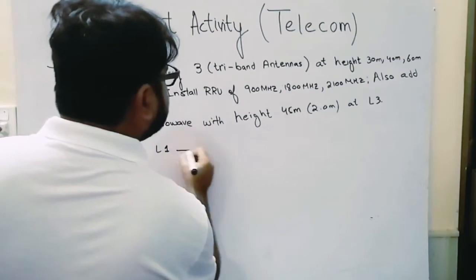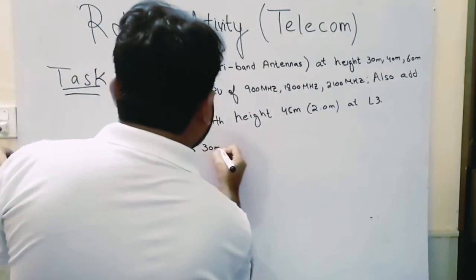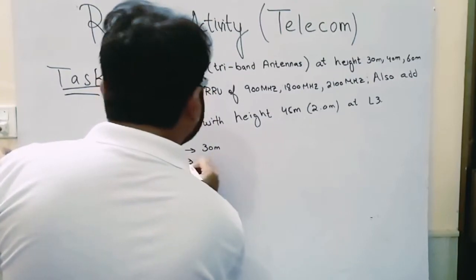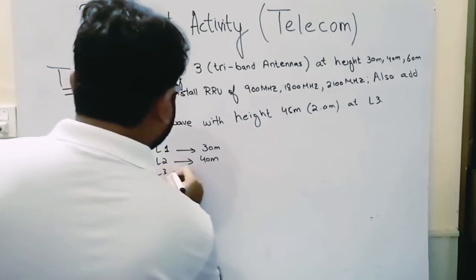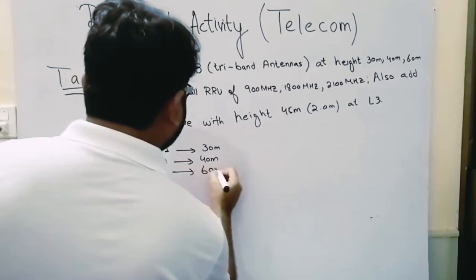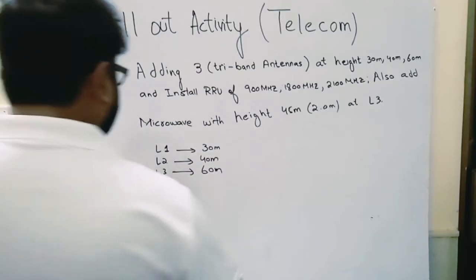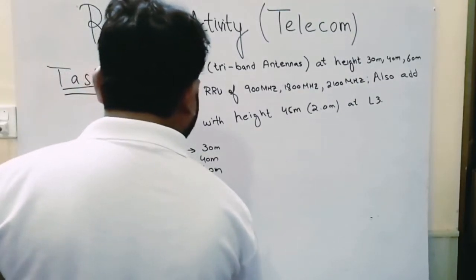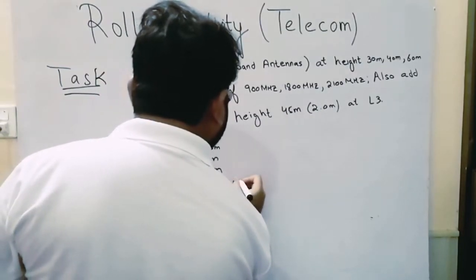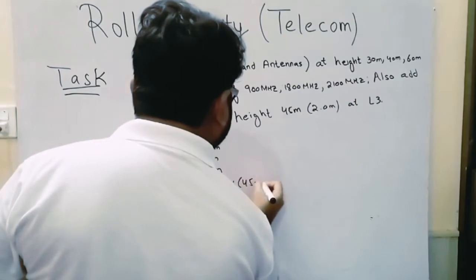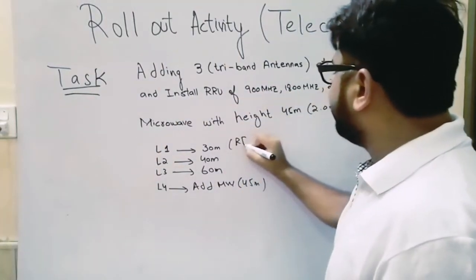Leg 1 at 30 meter, for leg 2 at 40 meter and leg 3 at 60 meter, and at leg 4 add the microwave at 45 meter. This is the RF antenna.